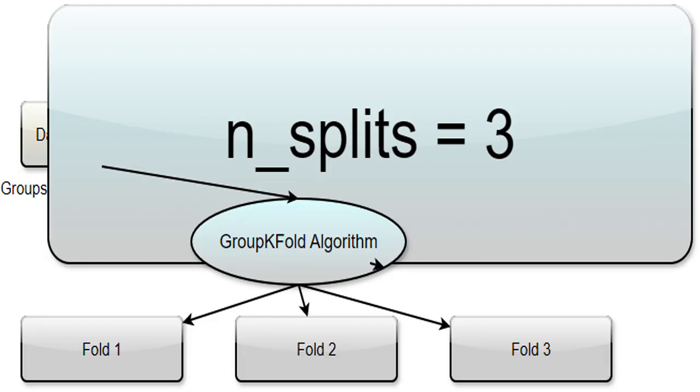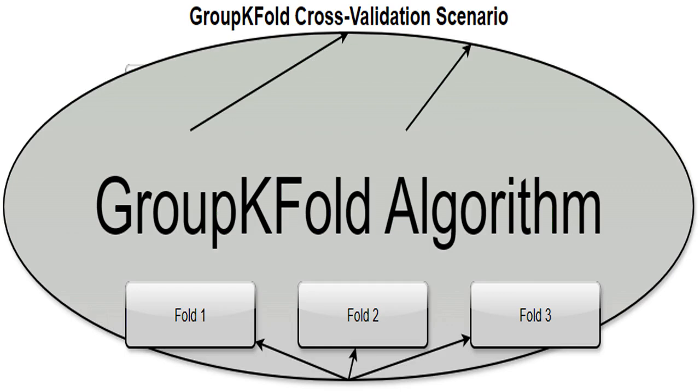I'll split my data into 3 parts. Each part will be used for testing my model's performance once, while the other 2 parts will be used for training. This is the specific algorithm I'm using to perform this splitting. The key feature is that it keeps all samples from the same group together in the same fold.